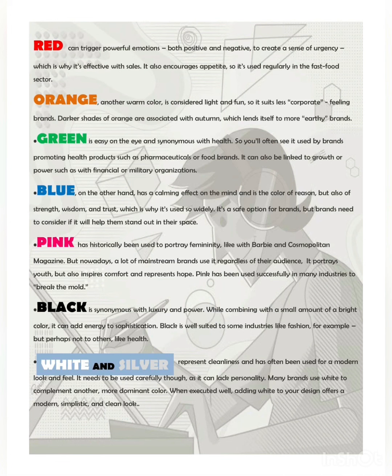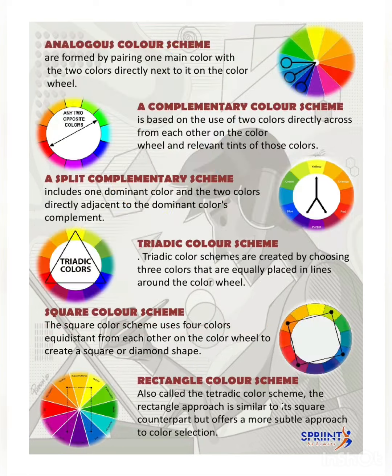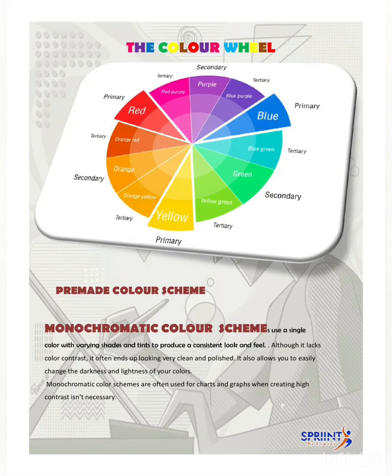Now we are going to the color schemes directly. The color schemes, we have many of them. You have the monochromatic color scheme, the analogous color scheme, the complementary color scheme, the split complementary color scheme, the triadic color scheme, the square color scheme, and the rectangle color scheme. Now what does this say? These color schemes just help you to know how to merge colors, and know the colors that you use in relation to each other.